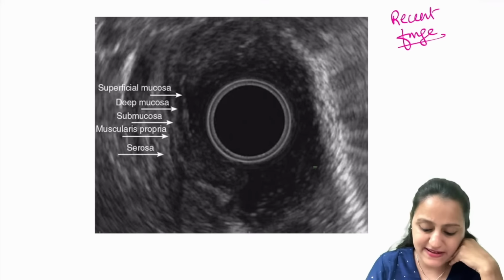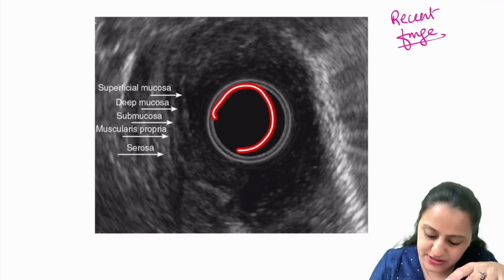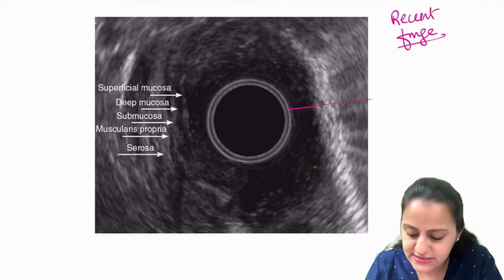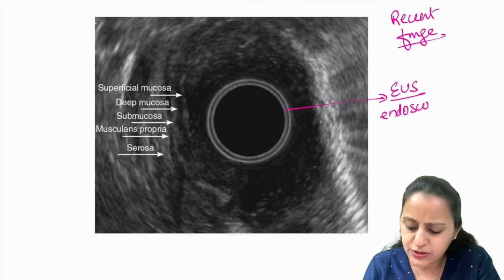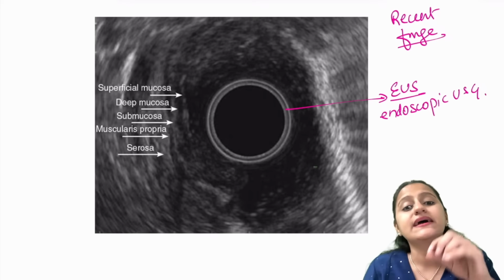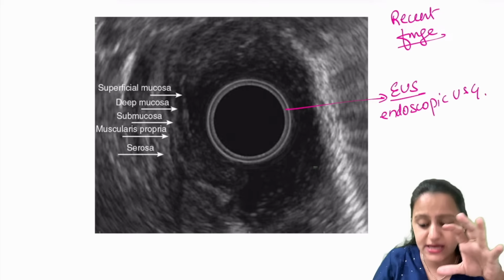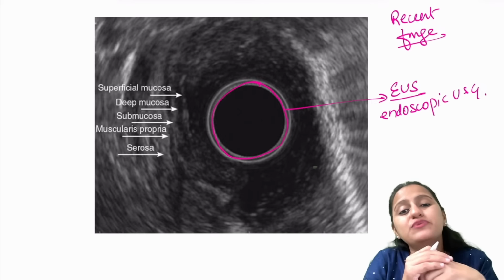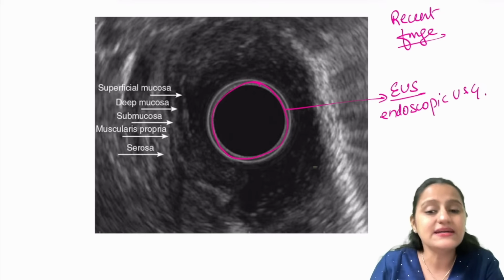What is this investigation? When you have a black and white ultrasound-like image and you see this round circle as a probe, this is telling you that this is EUS, endoscopic ultrasound, where you would see this circular probe like this. So you have an endoscope and attached to that you have a USG probe, which gives you the ultrasound image. And what is it basically used for?